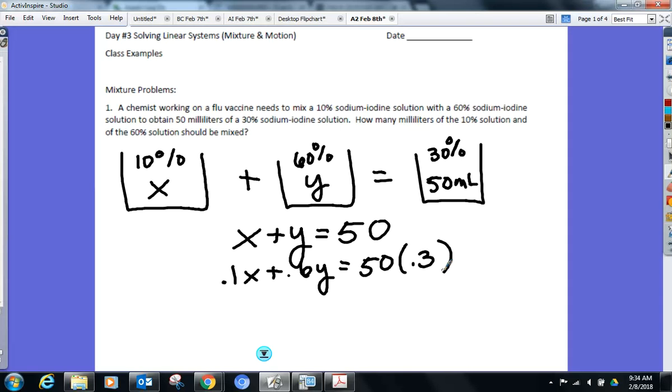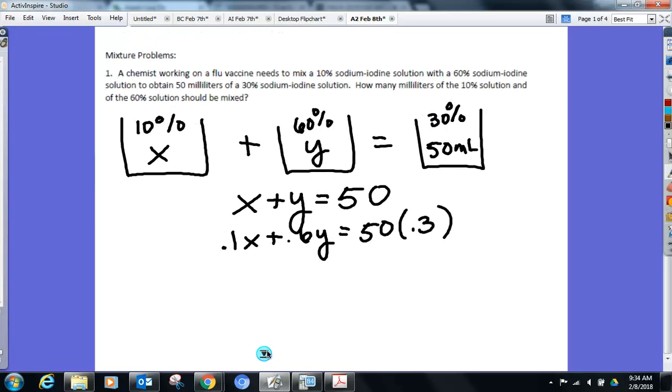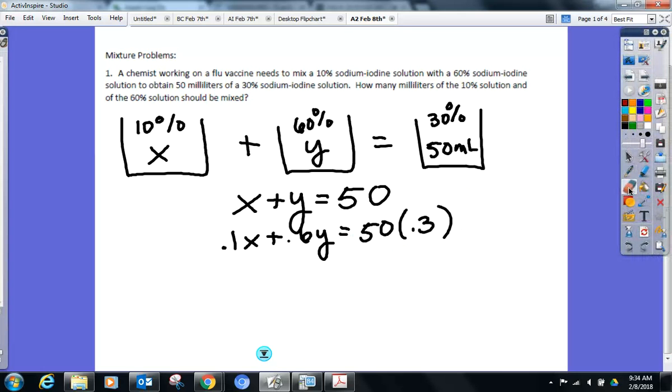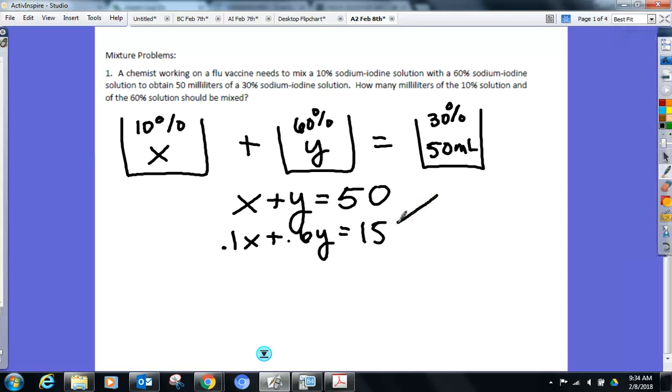The 10% plus the 60%, I need 50 milliliters total, and then I plug in the percents times how much I have. All right, I would probably clean this up right now. 50 times 0.3, can we do that right now? 50 times 0.3. And that'll end up being 15. All right, you can write it over if you want. Or if you do, just make a note to yourself when you look at this for Monday's quiz, where that came from. That's 50 times 0.3.